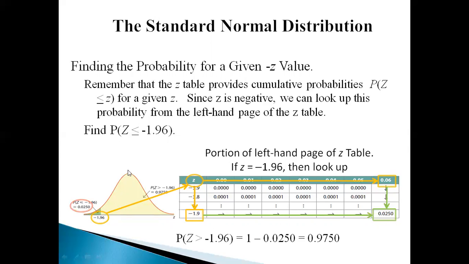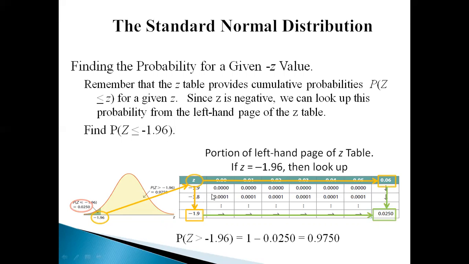And remember, zero is here, so negatives are to the left, and it's somewhere out here. Again, arbitrarily, if you're just drawing it by hand, it doesn't have to be exact. So that's right there. If that's 0.0250, the whole thing is 1, that means the probability z greater than negative 1.96 is going to be the rest of the table. So 1 minus that is 0.9750, and that's what we get here.